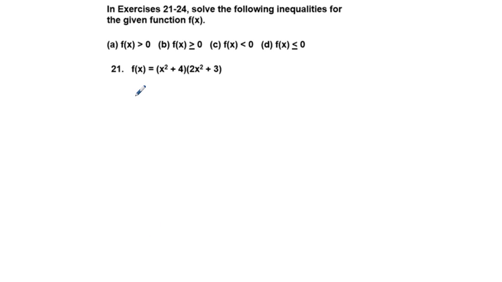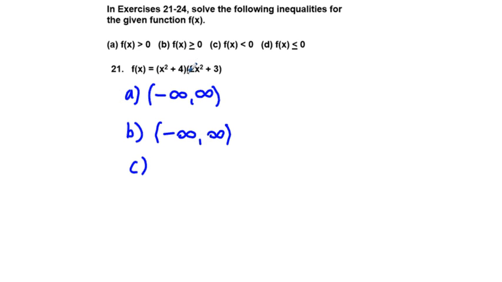For part A, for what interval is f of x greater than 0? Well, for all real numbers, the graph is always above the x-axis. B, where is f of x greater than or equal to 0? Well, that's still going to be all real numbers, greater than negative infinity, less than infinity. For C, where is f of x less than 0? Well, f of x is never less than 0. So there are no solutions.